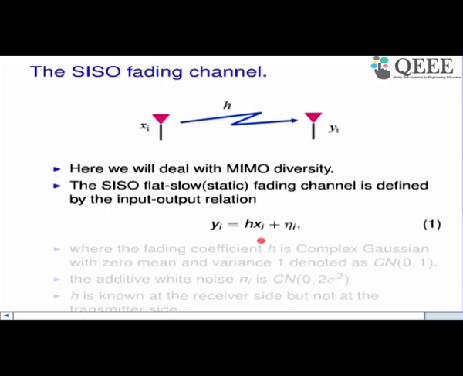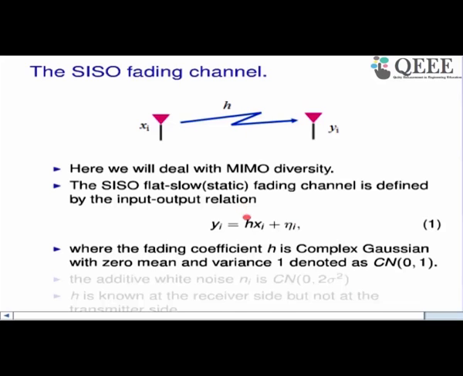or it's also called a static channel. Another variation is what is called quasi-static. So the channel H is constant for multiple received signal durations, so multiple i's, and then it varies after a certain block length. We'll come to that later.